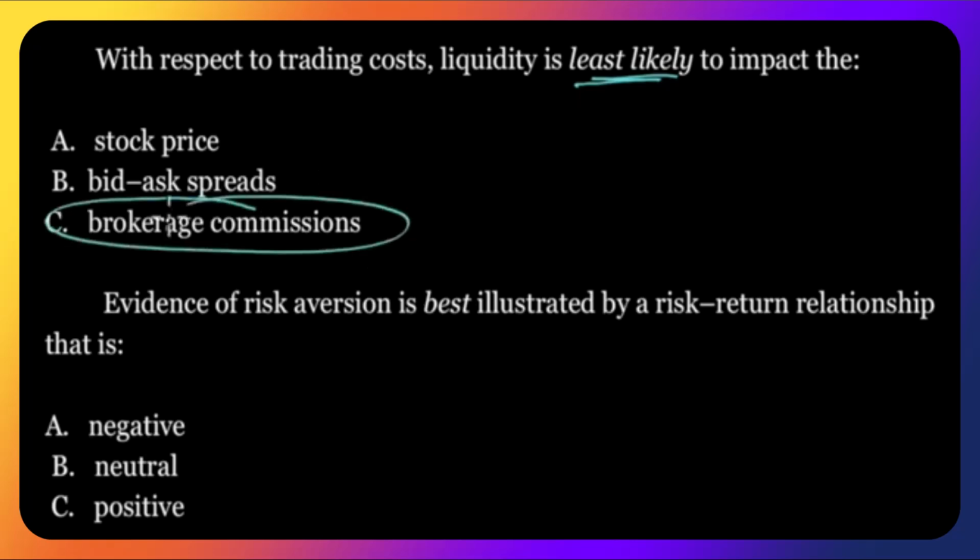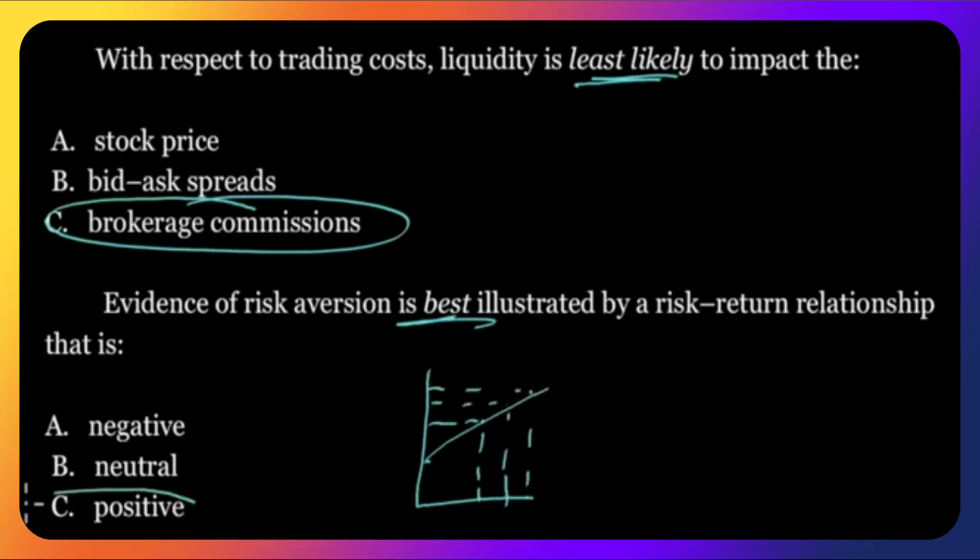Evidence of risk aversion is best illustrated by a risk-return relationship that is A, negative, B, neutral, or C, positive. Well, if I want more return, there's more risk. More return, more risk. So that is a positive relationship.